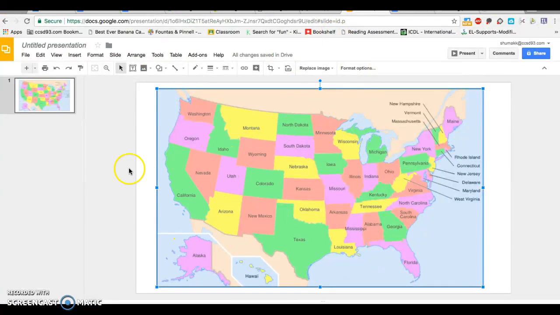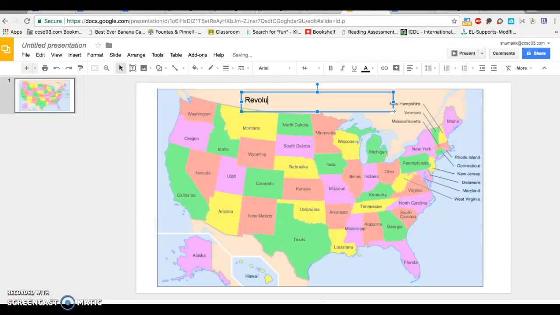Okay, so here on your map, the first thing you're going to do is title the top of the map Revolutionary War Battles. So these are the really big fights that happened in the Revolutionary War that ended up determining who was going to win and who was going to lose.